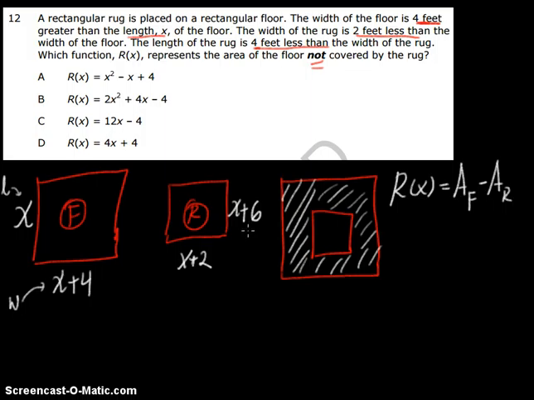Oh, a little correction right here. It actually says 4 feet less than. So if it is 4 feet less than, then instead of x plus 6, it would be x minus 2, because when you take away 4, 2 minus 4 would be negative 2. So we have x minus 2. Yeah, a lot of word information.